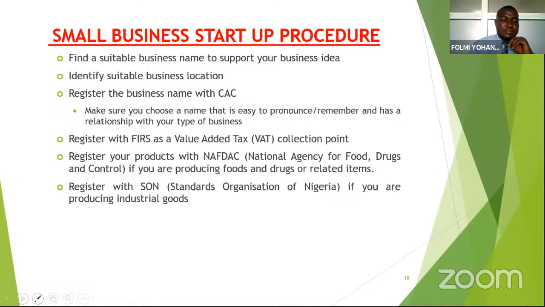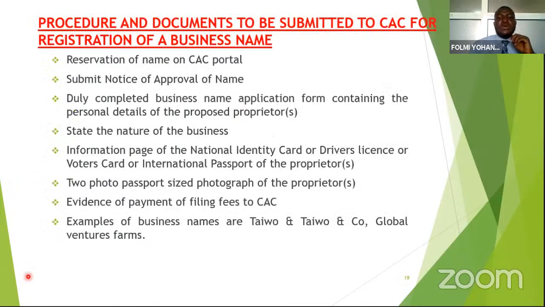So let's look at that. That's it about small business startup. So we'll look at the procedure and documents to be submitted to CAC for registration of business name. You've decided the name of the business, you've decided where to run your business. When you've decided everything, the next thing to do is registration with the CAC. So there is something you need to know about registration with CAC.